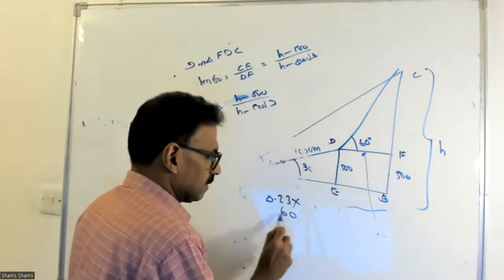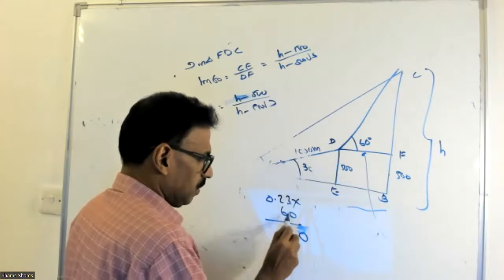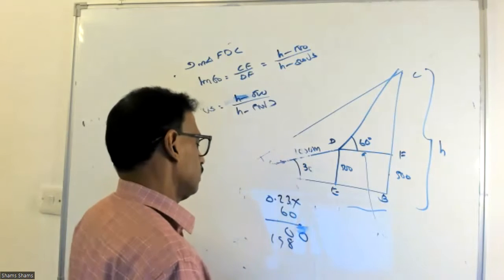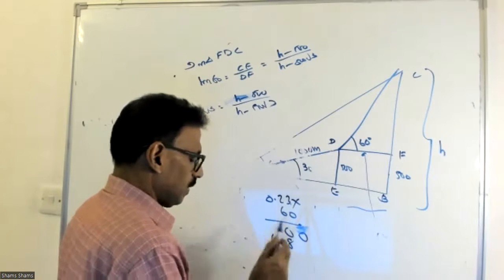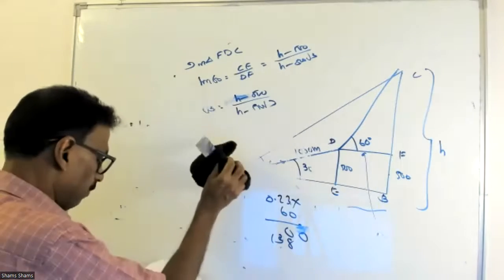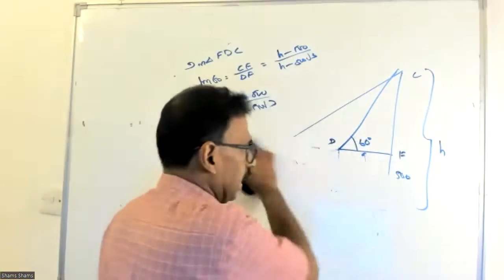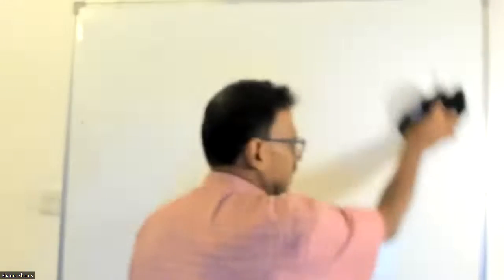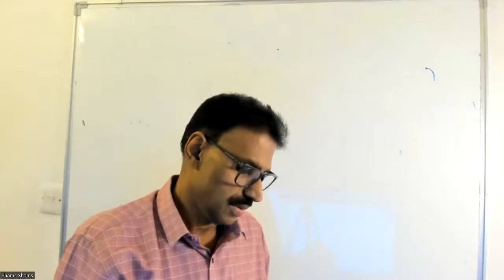0.23 into 60, how much? 13, right? Correct or no? Okay. So maybe your root 3 value is different. Actually, your answer is wrong. This is 16 point something minutes only. Minutes you can change, multiply by 60. So it's 16 minutes 23 seconds I'm getting.